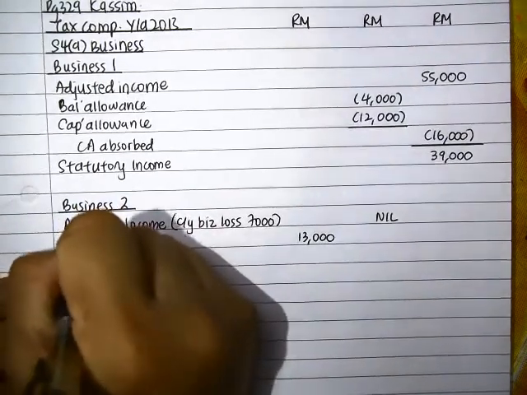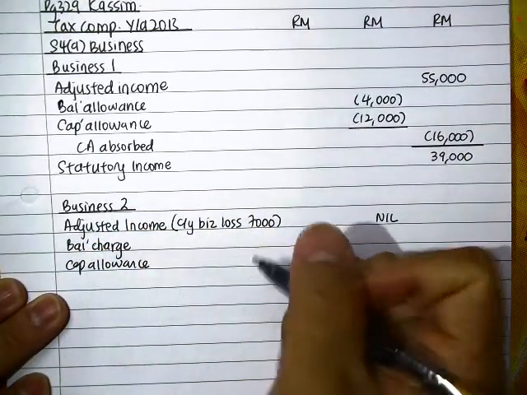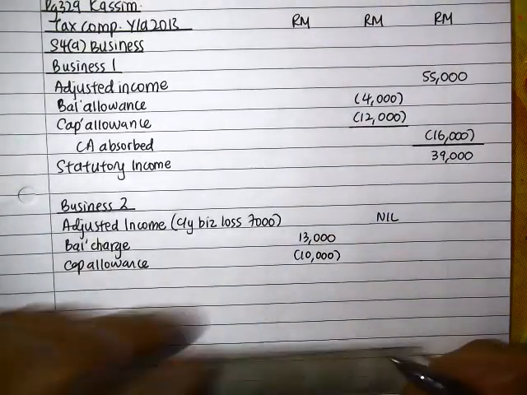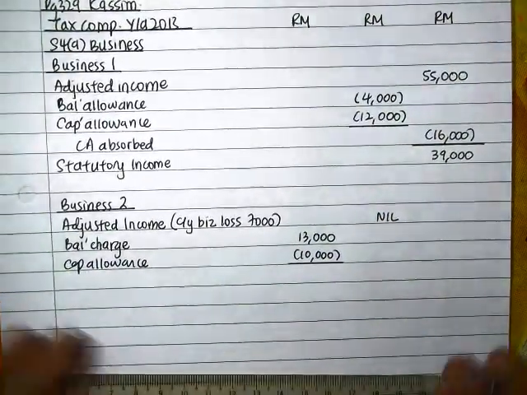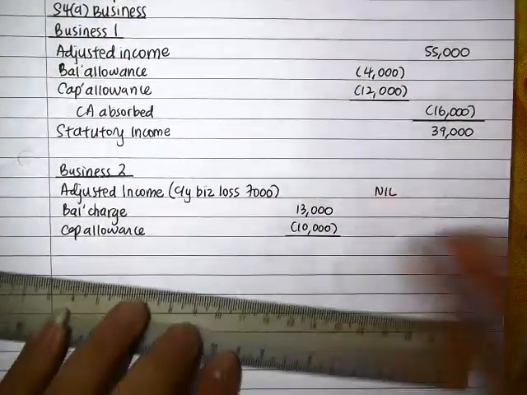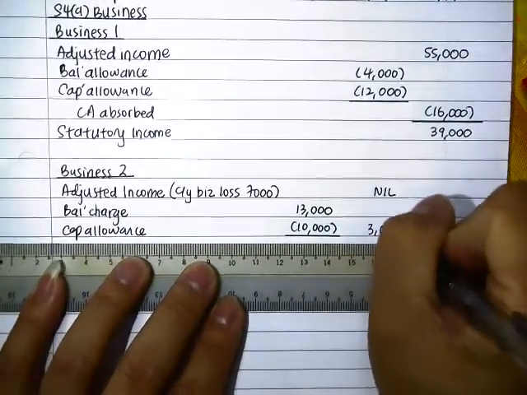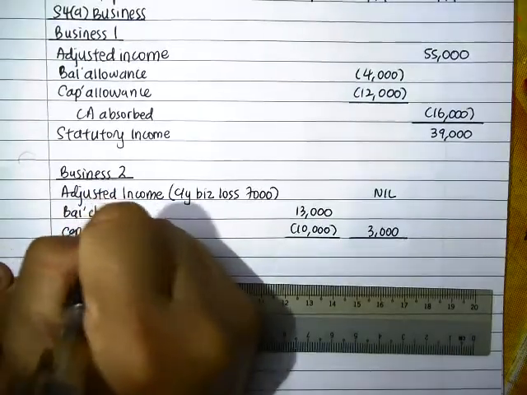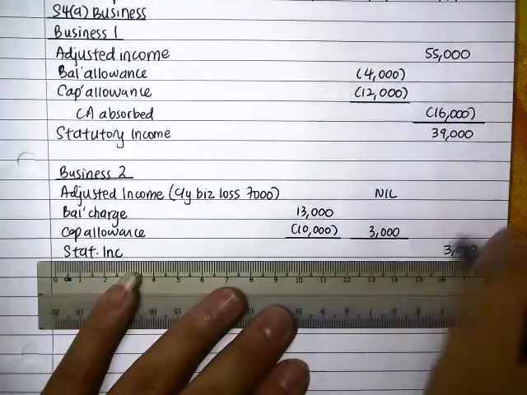Then the capital allowance for business 2 is 10,000. Now actually we have a net charge of 3,000. If you have a net allowance, you can't deduct because there's no income, so you carry forward. But in this case, it's a net charge of 3,000. So you just add it on to the 0. So you have a statutory income of 3,000.